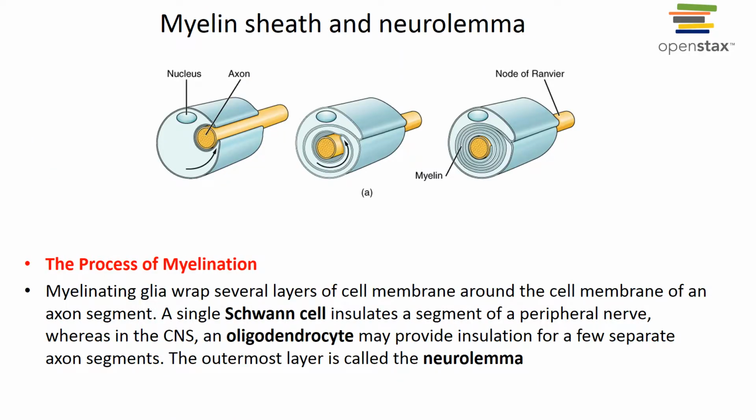And here you can see the myelin sheath and the neurolemma. The inner compressed layers of the myelin, while you have the outermost metabolically active layer, which is known as the neurolemma. And gaps between, for example, Schwann cells are called the nodes of Ranvier. This is where the action potential will jump from node to node during conduction.